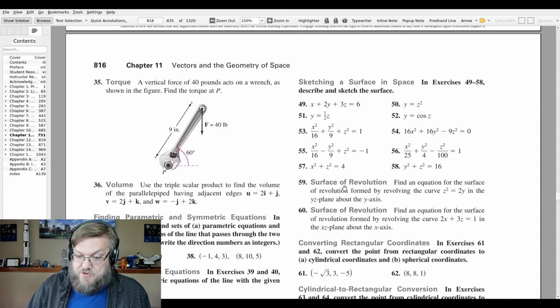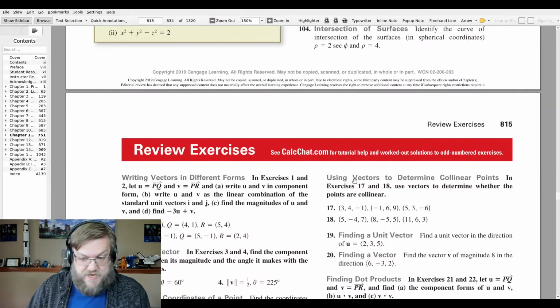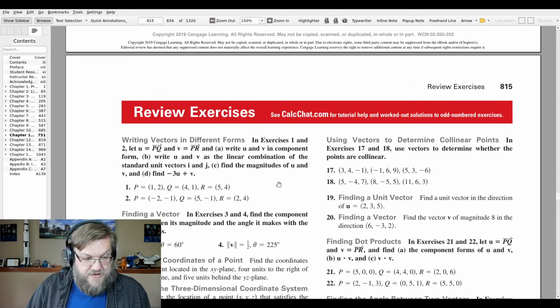So that's how I would approach this. And this is at the end of the chapter, correct? It's at the end of the chapter. Let me show you. What page is this? It's covered up on my screen. 815. So this is at the end of chapter 11, review exercises.